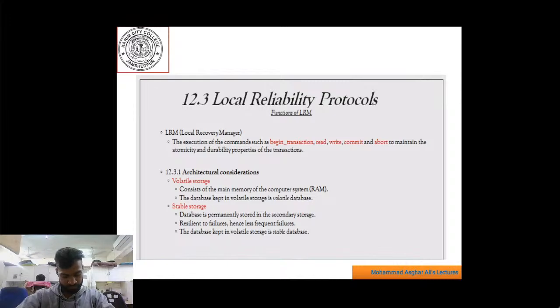Next is the local reliability protocol. In the local reliability protocol, the functions are performed by the local recovery manager, denoted LRM, that exists at each site. These functions maintain the atomicity and durability properties of local transactions. They relate to the execution of the commands that are passed to the LRM, which are begin transaction, read and write, and commit and abort.